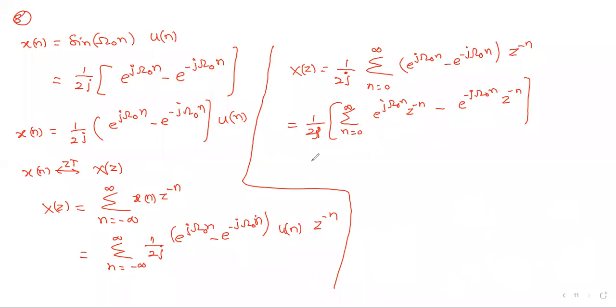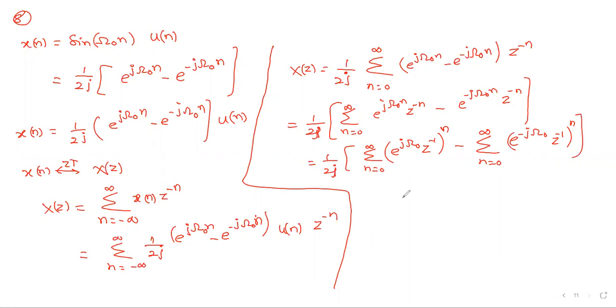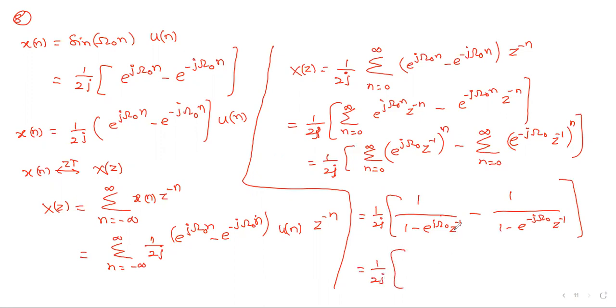So now this will become 1 by 2j, summation n equal to 0 to infinity e power j omega naught into z power minus 1 whole power n, minus summation n equal to 0 to infinity e power minus j omega naught into z power minus 1 whole power n. Now 1 by 2j times, if you expand this, 1 by 1 minus e power j omega naught into z power minus 1, minus the same thing here also, 1 by 1 minus e power minus j omega naught into z power minus 1. So 1 by 2j, this will become z by z minus e power j omega naught minus z by z minus e power minus j omega naught.